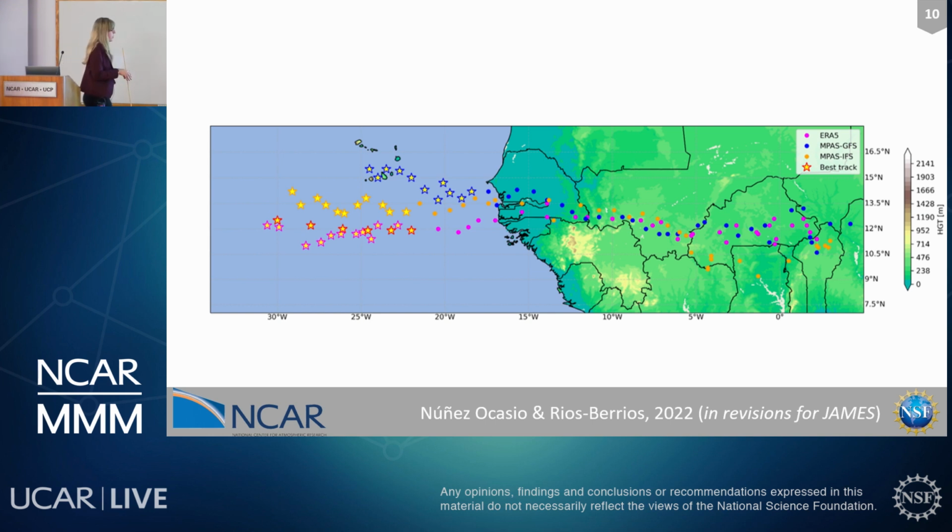Initially, the initialization started when the wave was over the Jos Plateau. The track was very bumpy. This was true also for ERA5. Once it goes over Western Africa, we see that all tracks converge. But as the system moves off the West Coast into the Atlantic waters, we see that the simulation initialized with IFS actually converges better to the observed track than the one initialized with GFS.